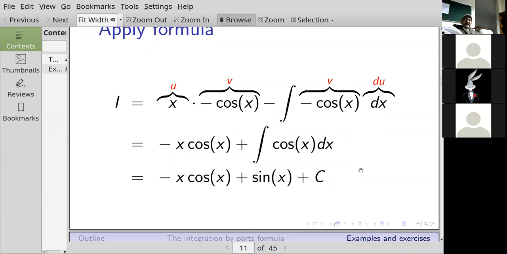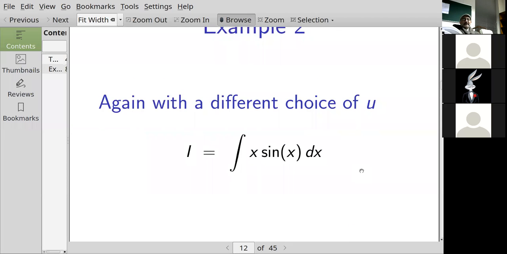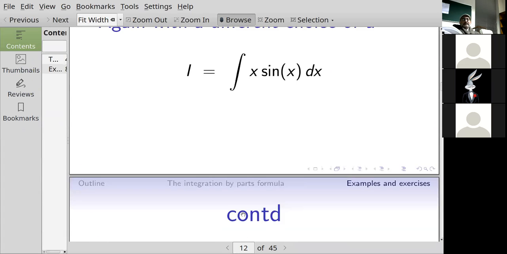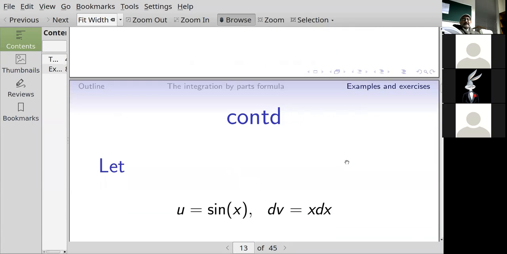Now, as I said, the choice of u and therefore the choice of dv is up to you. So let's suppose we made another choice. Let's try this integral again, integral of x sine of x dx, but we are going to make another choice. We're not going to let u equal x this time. We're going to let u equal sine of x. If I let u equal sine of x, then what's left over is x dx, then x dx is dv, because we're using integral u dv. So that's your u, that's your dv.